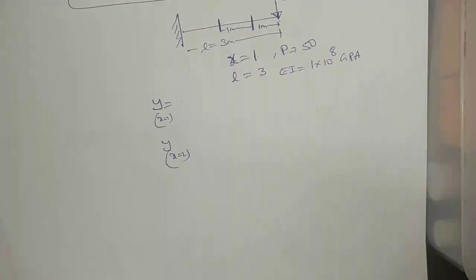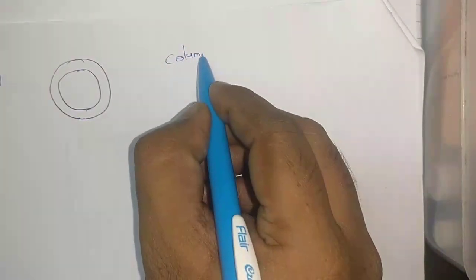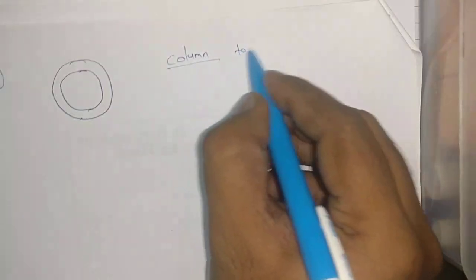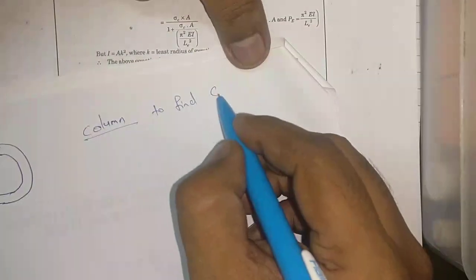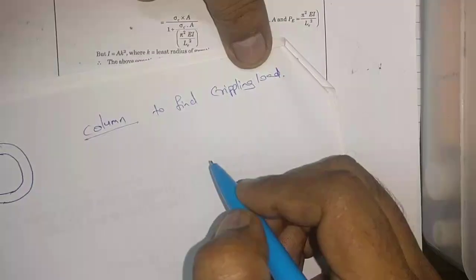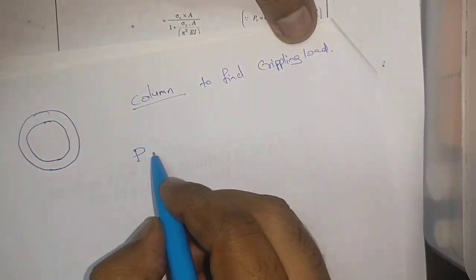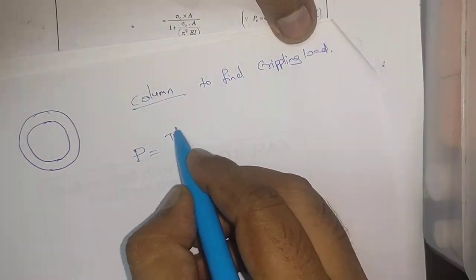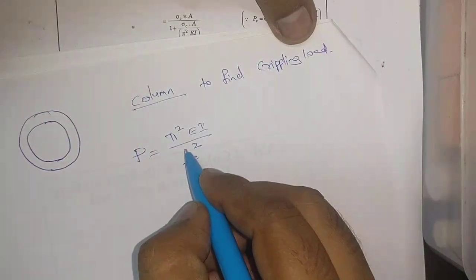Next we will go to unit 2 questions. In the second unit, you are given a column to find the crippling load. So what is the formula? P is equal to pi square EI by LE square.